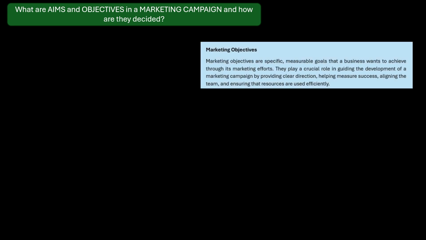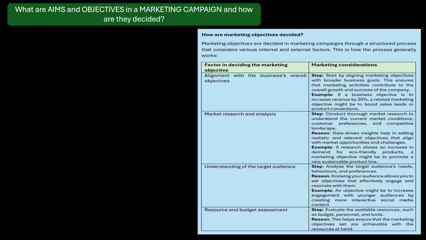So marketing objectives are specific, measurable goals that a business wants to achieve through its marketing efforts. They play a crucial role in guiding the development of a marketing campaign by providing clear direction, helping measure success, aligning the team, and ensuring that resources are used efficiently. So that just gives you an overview of what a marketing objective is.